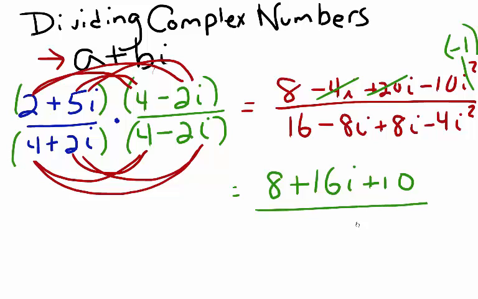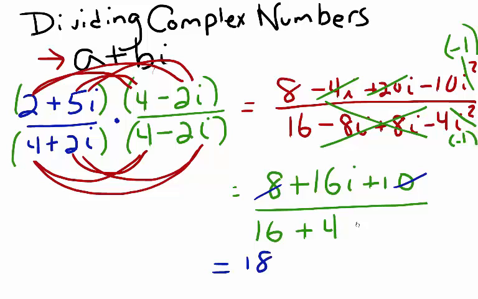Now for our denominator, we have 16, then we have the minus 8i plus 8i, so those cancel out to 0. Then we have minus 4i squared, which is the same as saying negative 4 times negative 1. That's positive 4. If we continue to simplify, 8 plus 10 gives us 18 plus 16i divided by 16 plus 4, which is 20.